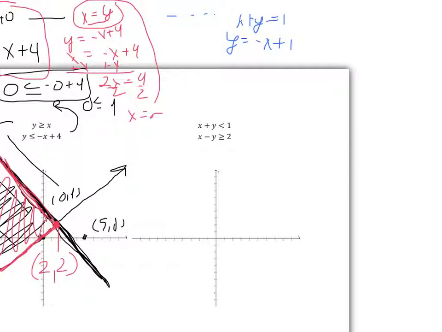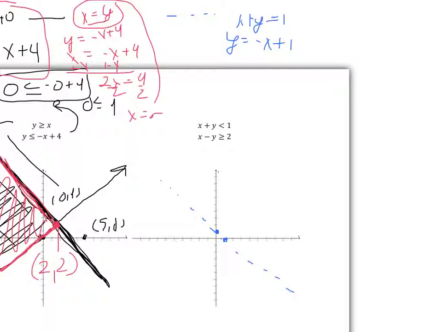Now recall that this is a line with y-intercept 0, comma 1. So our intercept's there. Slope negative 1, so we go down 1 and over 1. That gives us the second point. We're using a dotted line that goes through those 2 points.